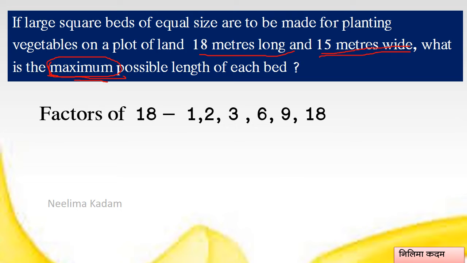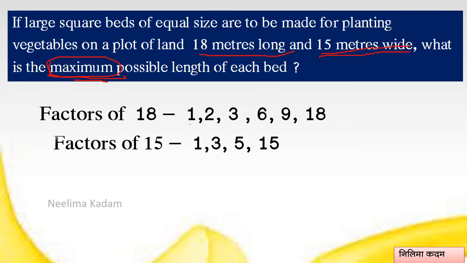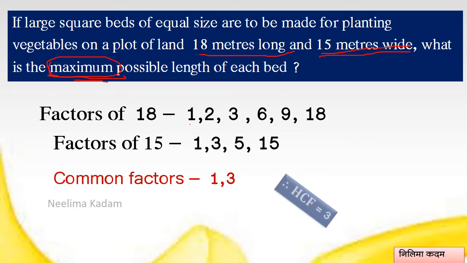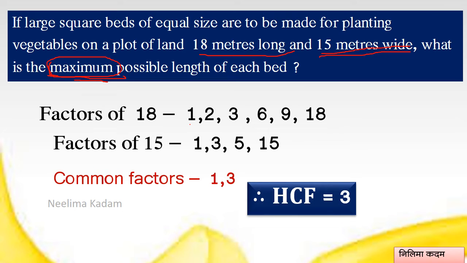What we are doing? First write down the factors of 18. It is very easy. 1, then 2, 3, 6, 9 and 18. Factors of 15: 1, 3, 5 and 15. Common factors 1 and 3. So HCF will be equal to 3, highest.